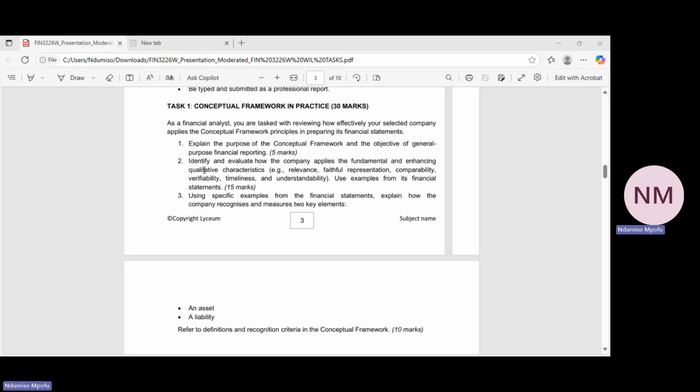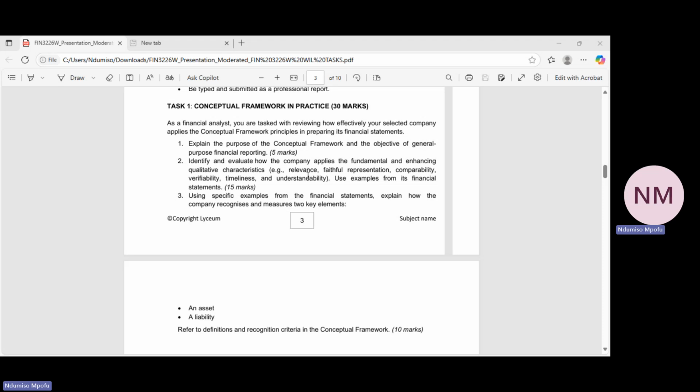Question 2 is saying, identify and evaluate how the company that you have selected applies the fundamental and enhancing qualitative characteristics, e.g. relevance, faithful presentation, comparability, verifiability, timeliness, and understandability. Use examples from the financial statements that you've selected. Now, for you to be able to answer question 2, you need to know the qualitative characteristics. In other words, if we speak of relevance, do you know in relation to financial statements what that means? That's the starting point.